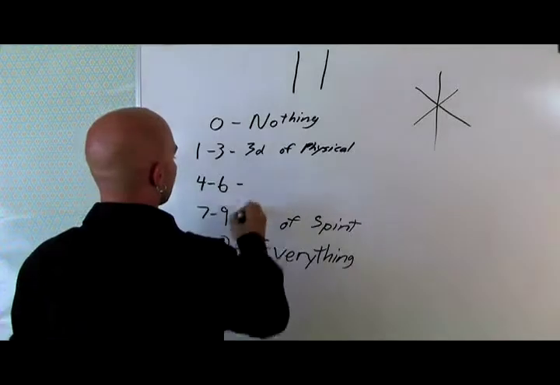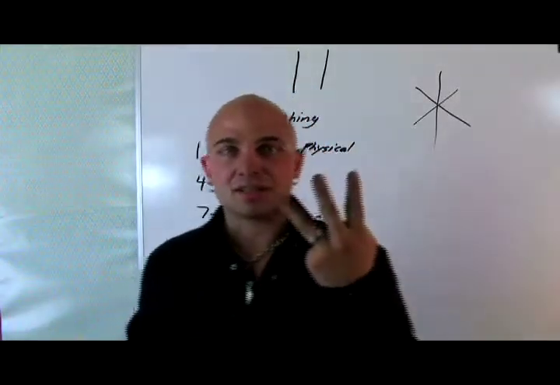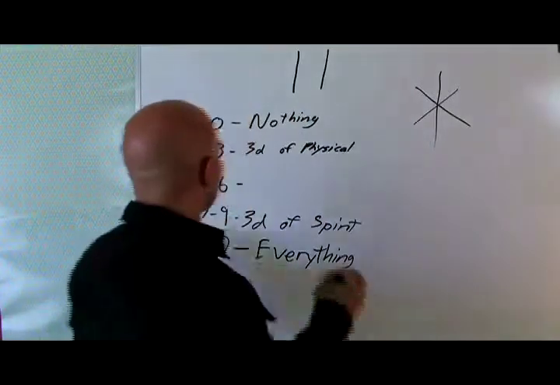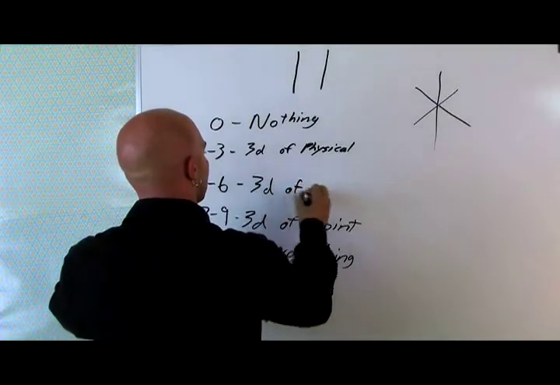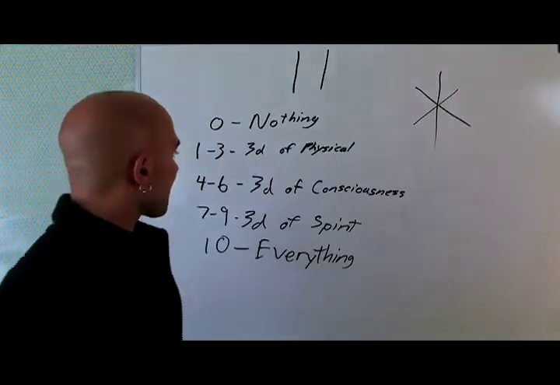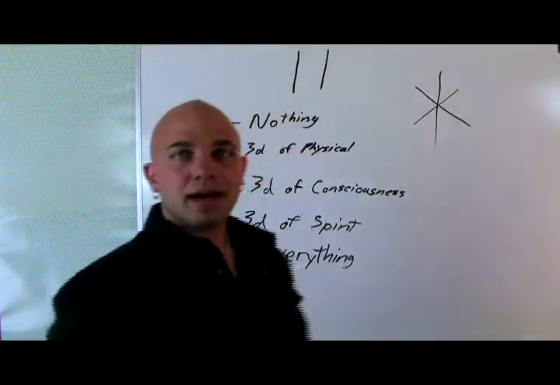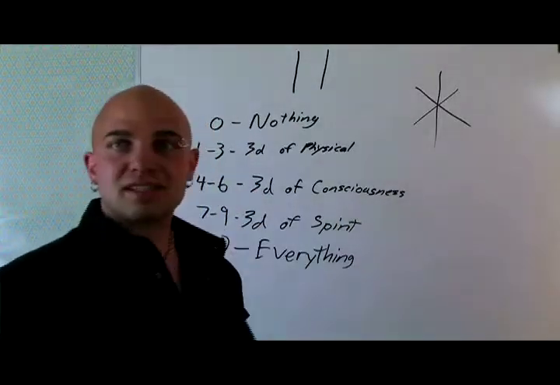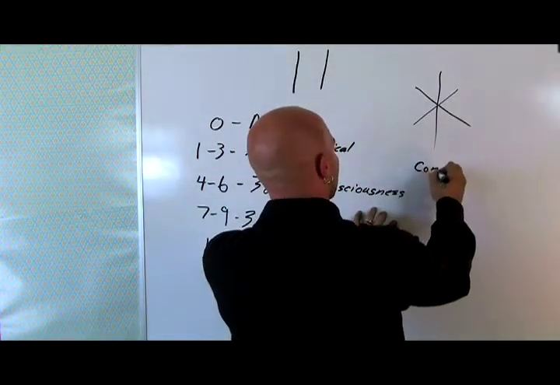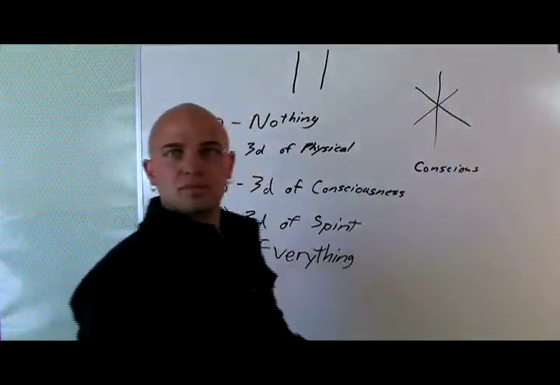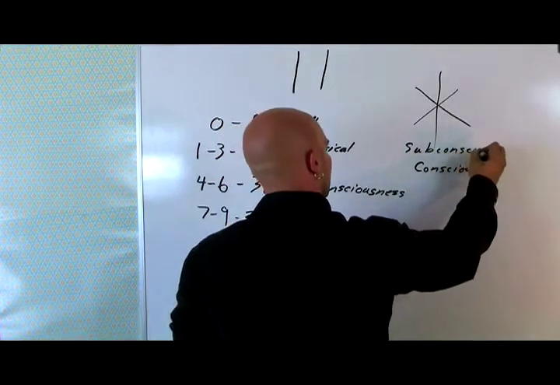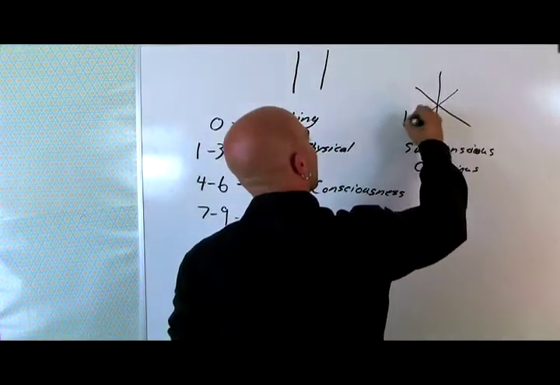Now 4 through 6, that's 3 more dimensions, okay? But those are different dimensions. These ones have to do with 3 dimensions of consciousness. I don't know about you guys, but 3 dimensions of consciousness, let's just look at 3 of them real quickly. We have our conscious self. Then we have our, say, subconscious. Then we have our higher consciousness.